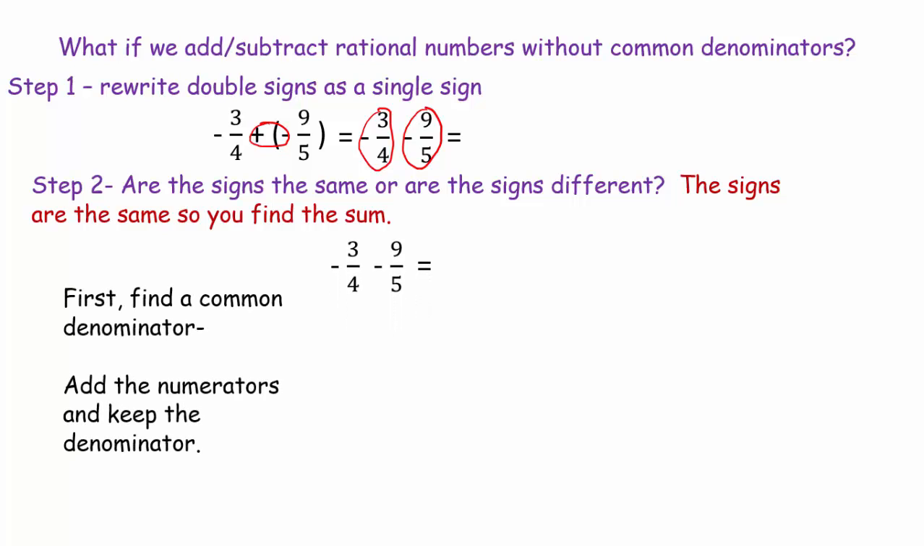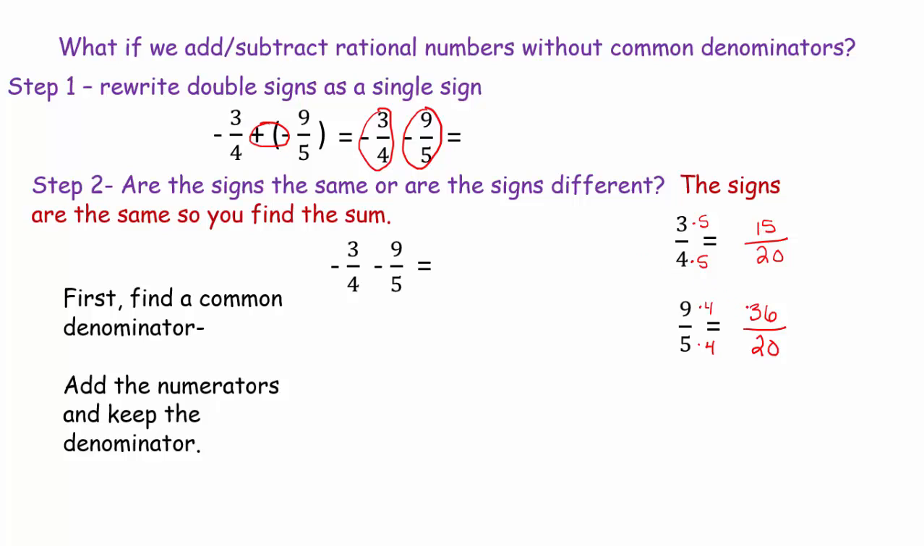In order to find the sum of 3/4 and 9/5, you have to find a common denominator. So what we're going to do is go ahead over here and ask, what would be my common denominator? My common denominator would be 20. How do I rewrite this fraction as an equivalent fraction with a denominator of 20? I multiply numerator and denominator by 4. 9 times 4 is 36. Here, how do I rewrite 3/4 with a denominator of 20? I multiply numerator and denominator by 5. 3 times 5 is 15.